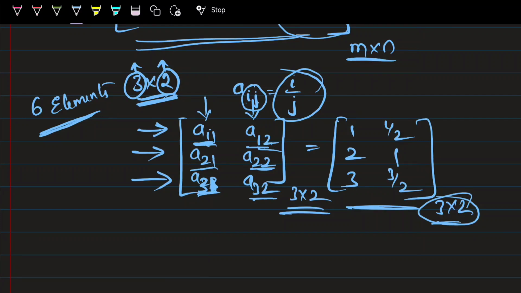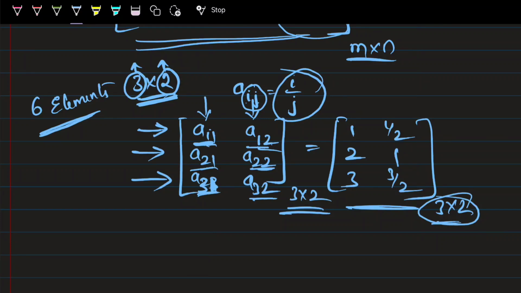And this can also be asked in the examination for 1 mark. They will give you an element aij equal to something, and they will give you the order of the matrix, and they'll ask what this matrix can be, and they'll give you 4 options. You need to check and write the correct answer for it.